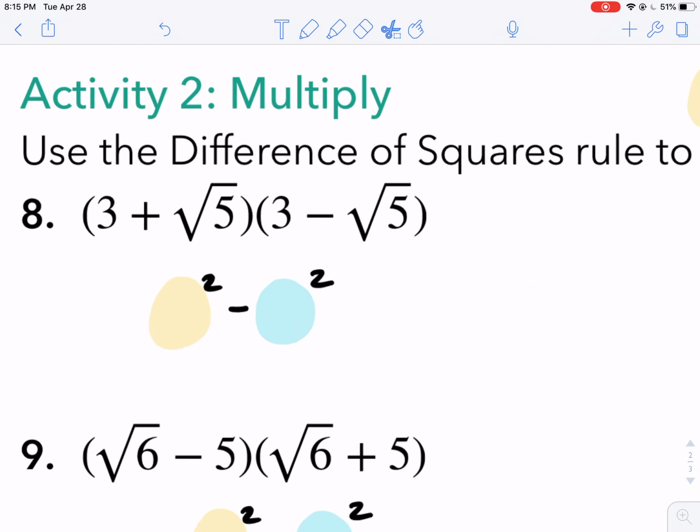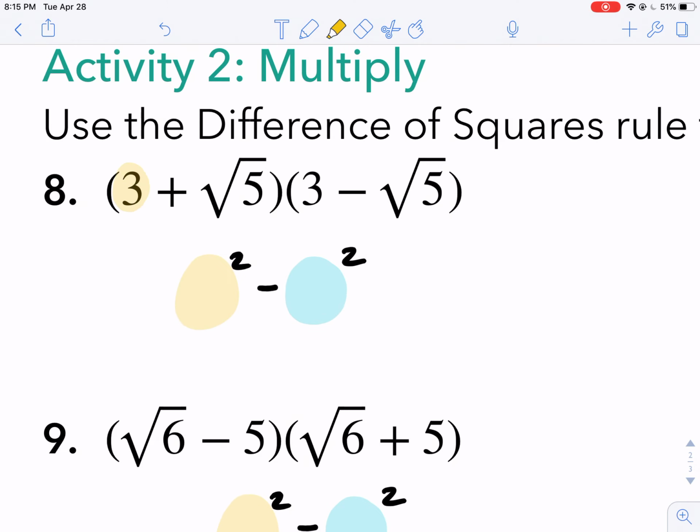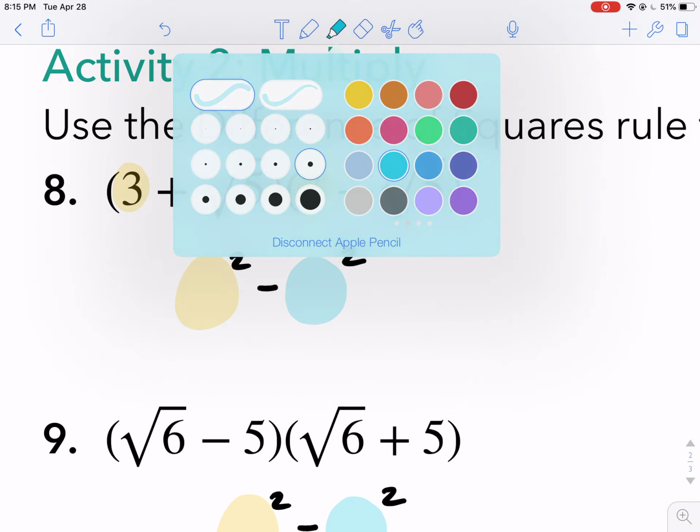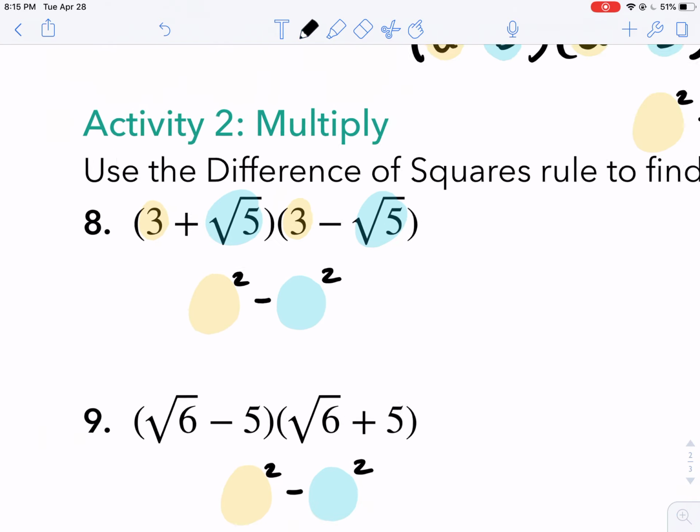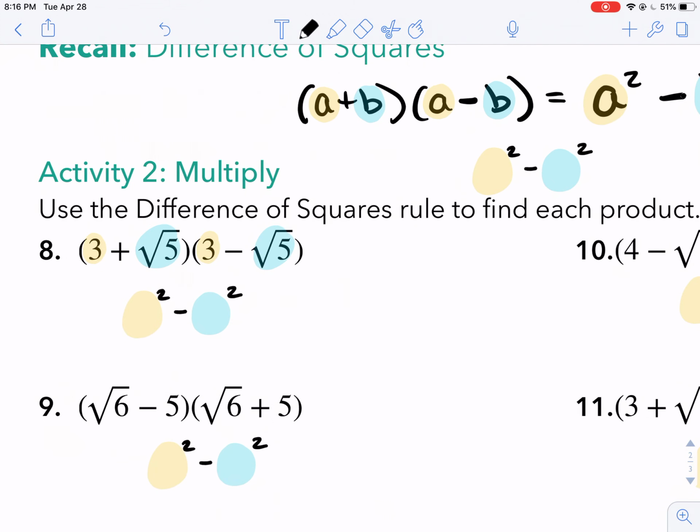Okay, so here we've got 3 plus the square root of 5 times 3 minus the square root of 5. Notice these are each other's conjugates. Using our difference of squares, that's going to be 3 squared minus the square root of 5 squared. And what's 3 squared? Well, that's 9. What's the square root of 5 squared? Well, the square and the square root cancel out. So 5. So 9 minus 5 is 4.